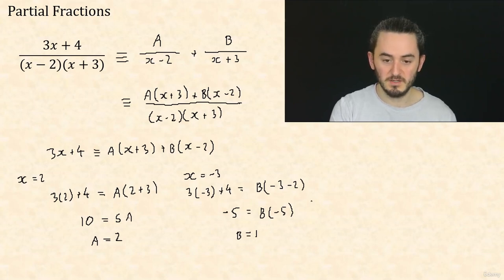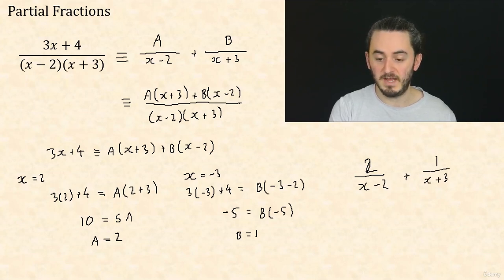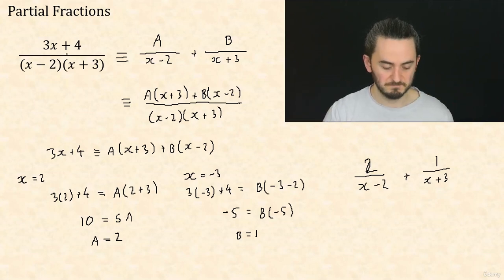Okay, well, there's my answer. A is 2, b is 1. A is 2, so that's 2 over x minus 2 plus 1 over x plus 3. And you might want to add these two algebraic fractions together just to check that you have indeed got this original problem. So there it is. That's how we split an algebraic fraction into two partial fractions.